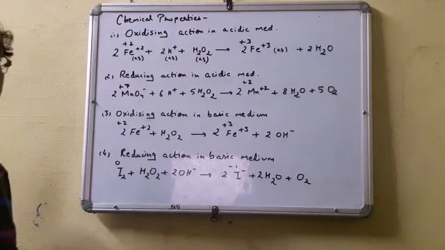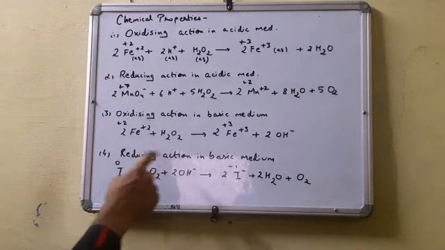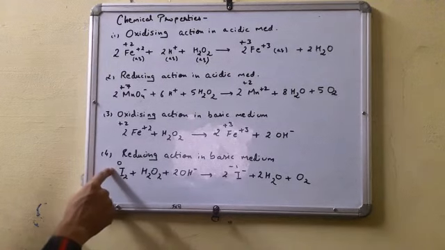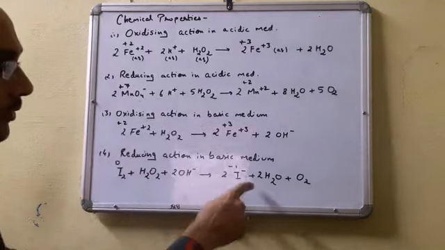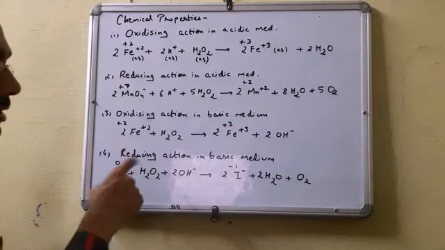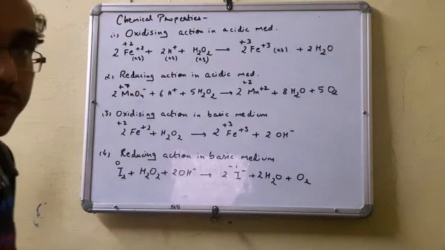In basic medium it also acts as a reducing agent. Here it is iodine. Here the oxidation state of iodine is 0 and after the reaction it converts into -1. That means decrease in oxidation state. So here it acts as a reducing agent. Understood?